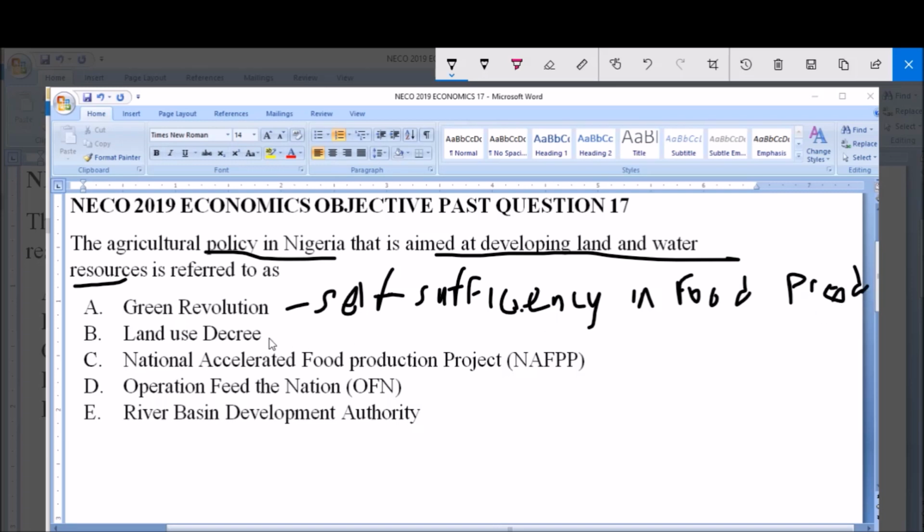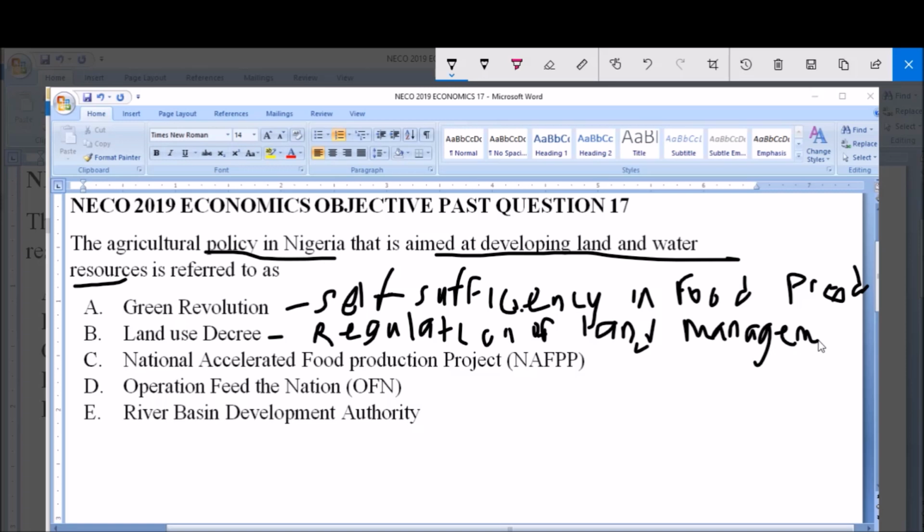Now, for the Land Use Decree, the Land Use Decree is basically for regulation of land management. Regulation of land management.